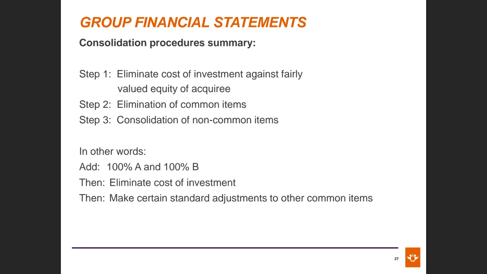So in other words, we're adding 100% of the acquirer to 100% of the acquiree, which is known as B in this slide. Then we're going to eliminate the cost of the investment and make certain standard adjustments to other common items. Okay, it sounds complicated, but let's have a look at an example.